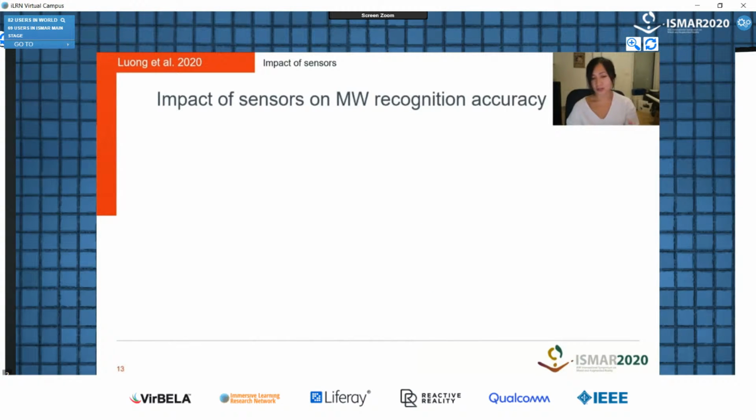We wanted to compare different setups, and here I'm just going to give you the results of the different tests we did to find out which sensor was the most important to train the mental workload recognition model. The eye tracker features were the most important, followed very closely by the electrodermal activity measures, followed by the cardiac activity measures, and finally followed by the task performance measures.